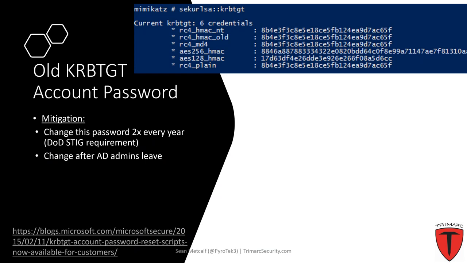So the mitigation, the U.S. Department of Defense STIG requirement, is that this password is changed 2 times every year, because this password actually is stored twice, the current one and the previous one. If you only change it once, the current password gets moved over into the previous password slot on the account, and of course it has the new password in the current password slot. But that previous password can still be used for Kerberoast tickets and thus golden tickets. I have a link here at the bottom of where you can go to actually reset the KRBTGT account password, using a Microsoft script that they provided.